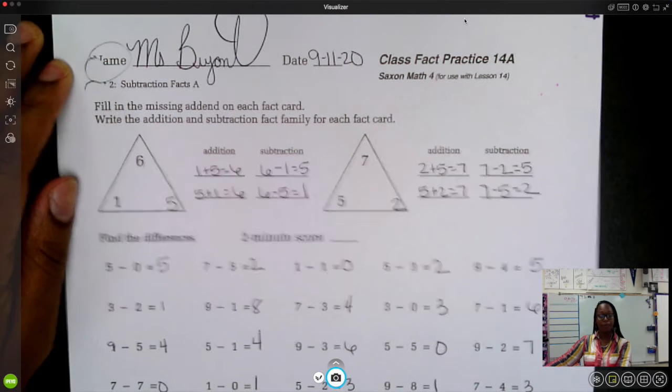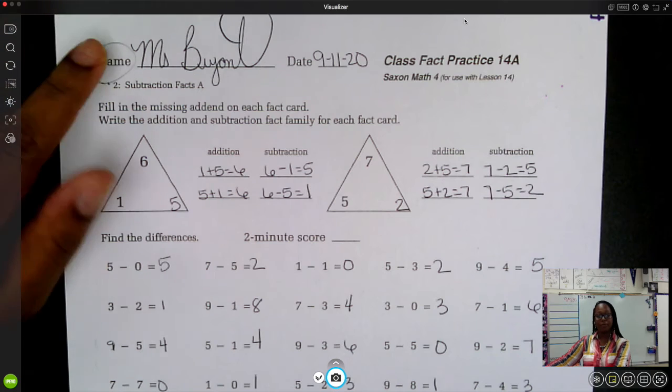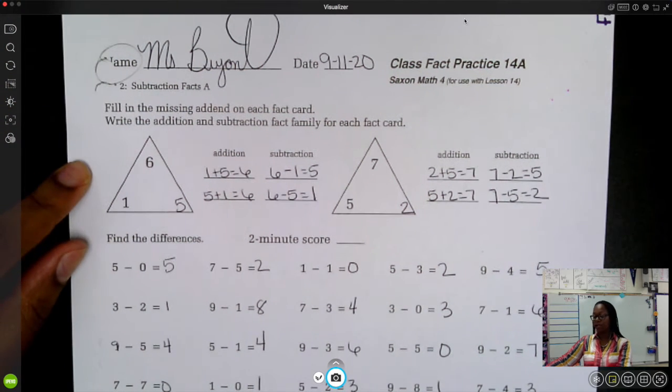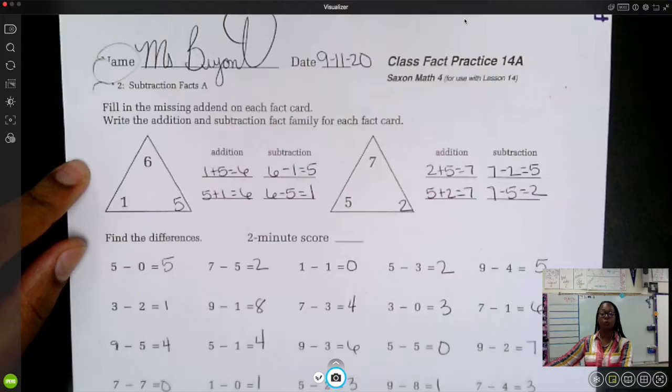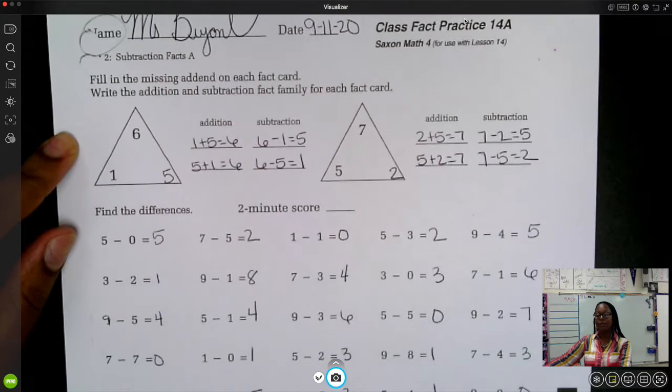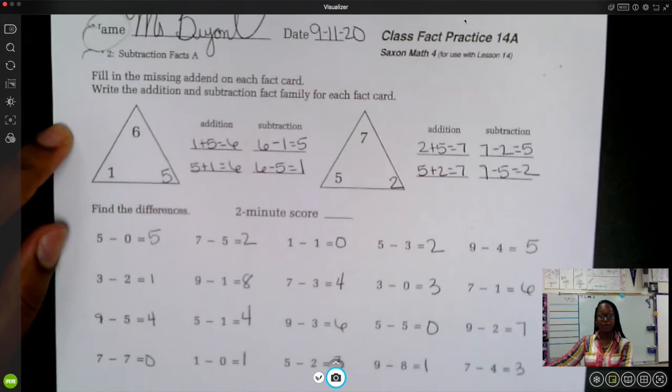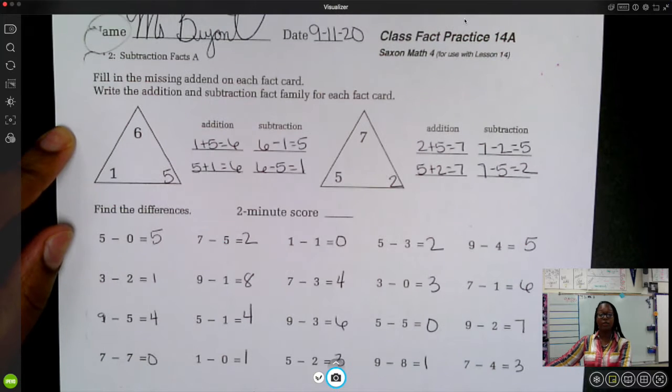At the top of the paper where it says name, I want you to double tap, make sure you have your name there. See the date is September 11th, 2020. The instructions say fill in the missing add-in on each fact card. Write the addition and subtraction fact family for each fact card.